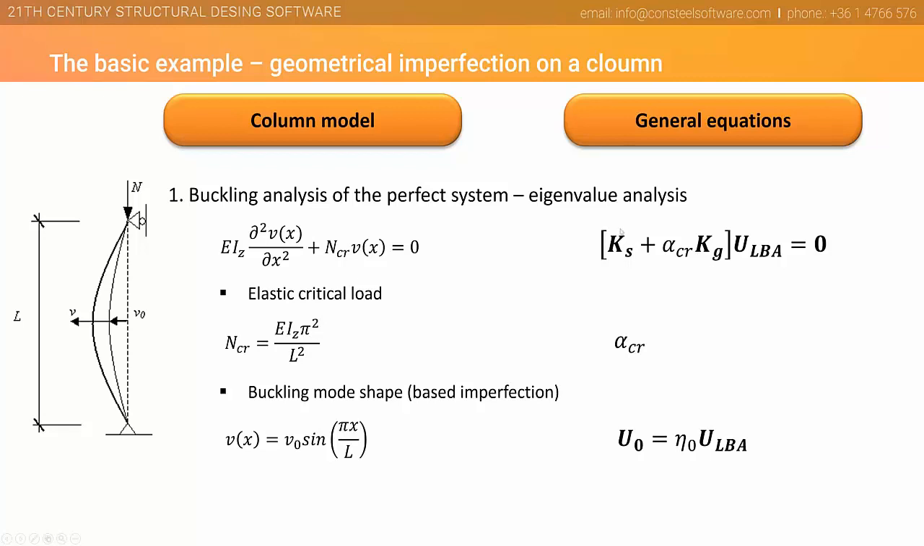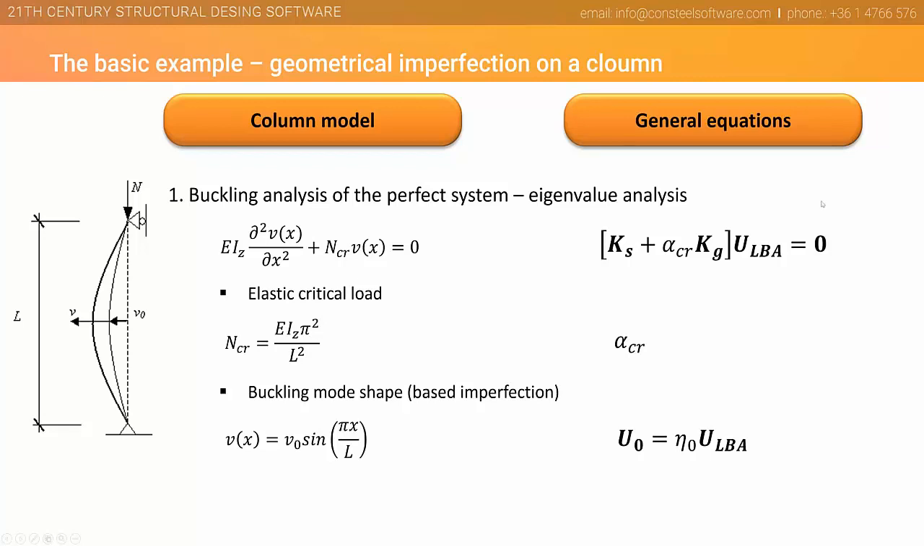These are the stiffness terms including the elastic material and the geometric properties. And in the second order stiffness term, we have the internal forces and moments acting on the structural model. This is the eigenvalue, and this is the eigenvector. The eigenvalue is the elastic critical load level, and ULBA stands for the linear bifurcation analysis. This is the eigenvector, the eigenmode, and this is the buckling mode shape of the structural model.